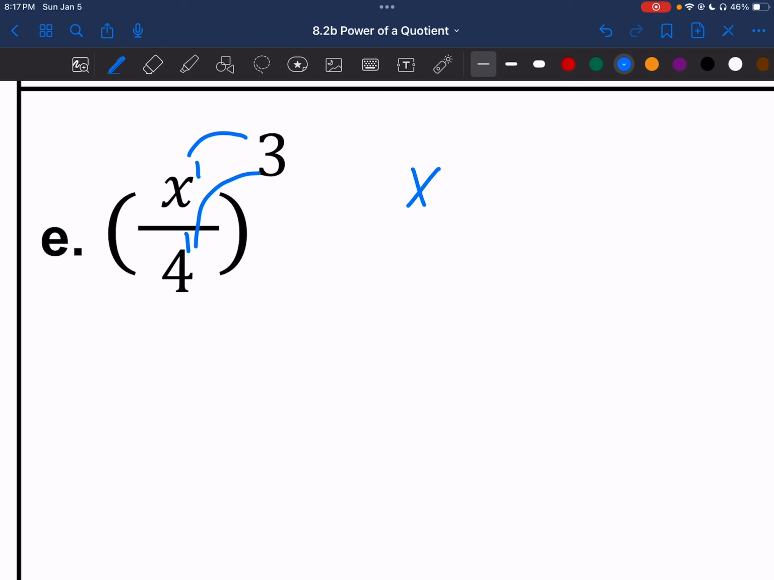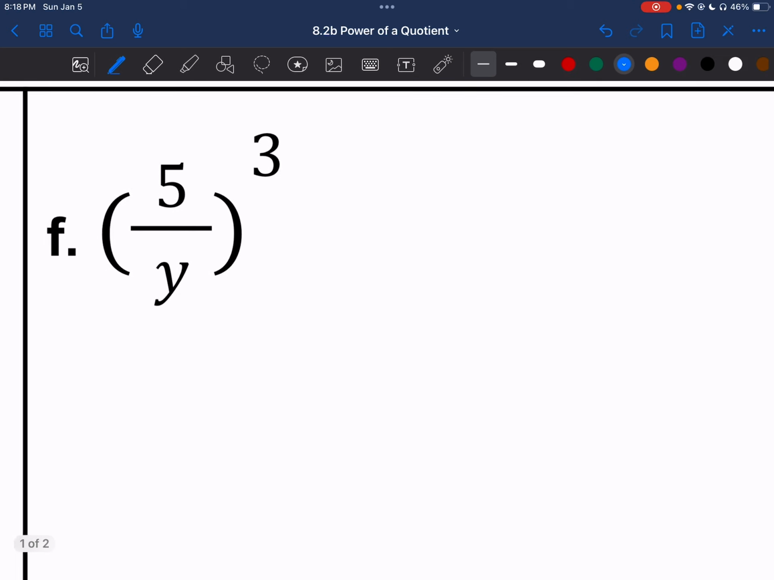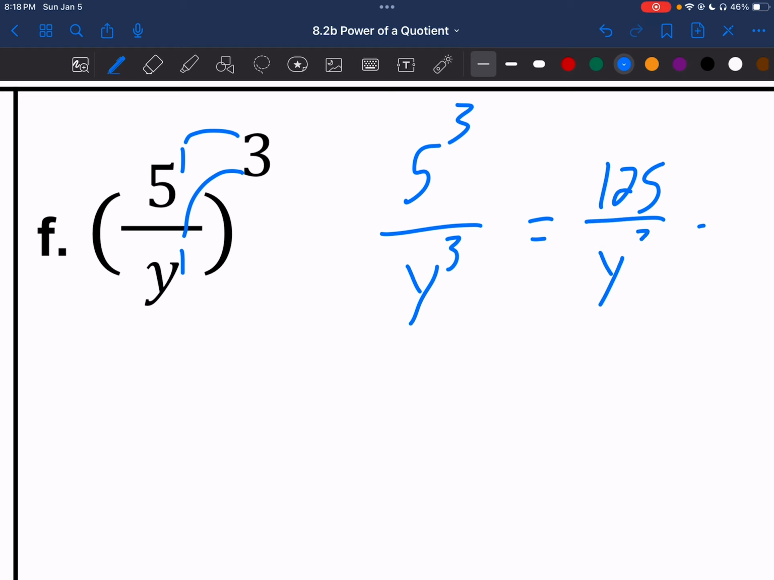You have x to the 1 times 3. We have 4 to the 3rd. We've got x to the 3rd power over 4 times 4 times 4 is 64. Letter F. Again, we distribute. Both of those terms have a 1 for their exponents already. So we've got 5 to the 3rd power over y to the 3rd power. And that's going to be 125 over y cubed.